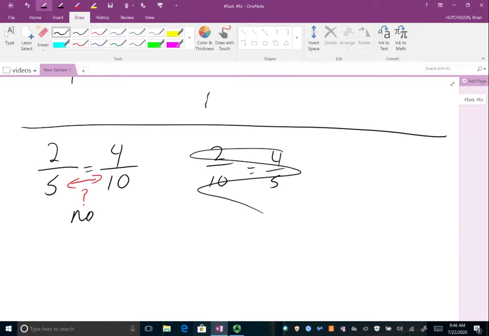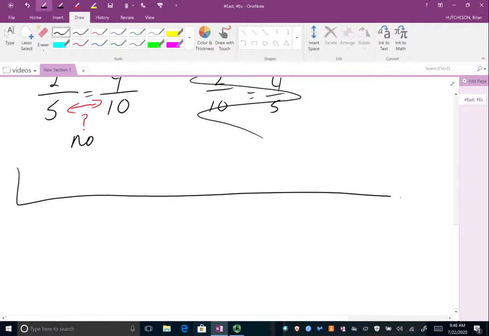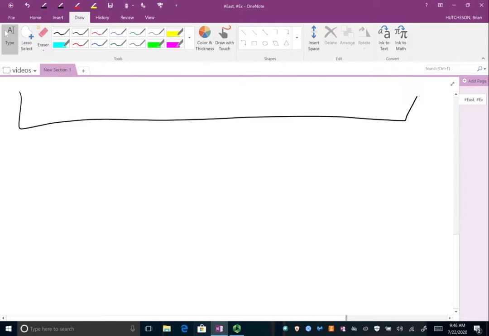It's all about the diagonals. Now, are there other things we can do? And the answer is yeah. But it's all about that diagonal. So let's do a problem. A little higher up problem.